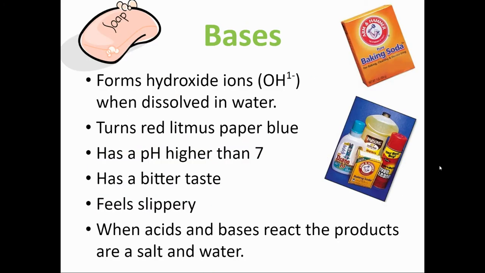So bases form hydroxide ions, or OH minus ions, when dissolved in water, and they're going to turn red litmus paper blue. Bases typically have a pH higher than 7. They're going to have a bitter taste. They feel slippery for the most part, their texture. And when acids and bases react, the products are a salt and water.